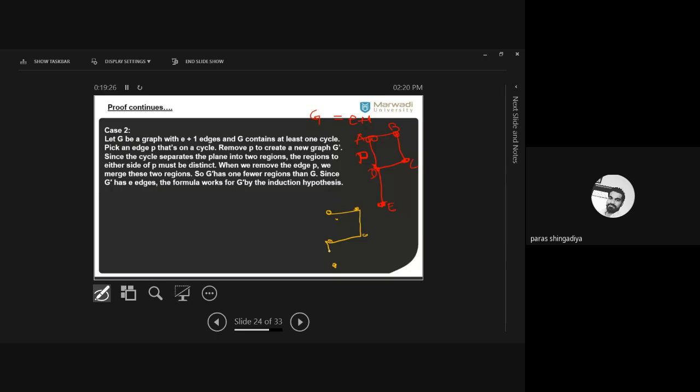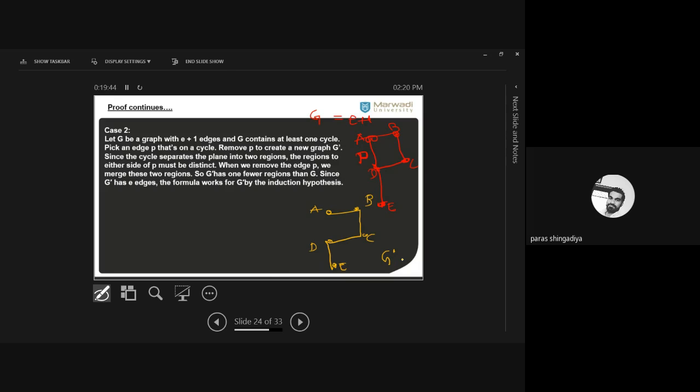Now remove the P. You will get this graph. Clear? P को remove करना है. So A, B, C, D will be as it is here. E as it is. Now we have to remove the P. ठीक है? P को हमने remove कर दिया तो we get new graph G dash. Is it clear?